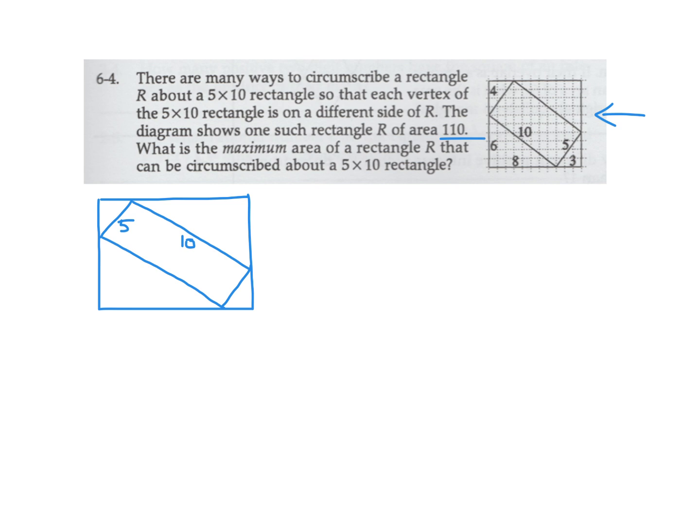So they give you an example, and they're saying that we want to create another scenario. Let me just draw it first. You have a 5 by 10 rectangle, and what is the total area? They're saying that in this example the area is 110, but what's the maximum? Is that what they're saying? Yeah, maximum. Okay. So we're going to use trigonometry. I'm going to label that theta.